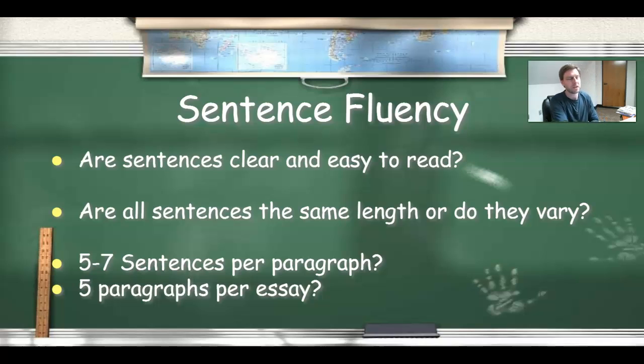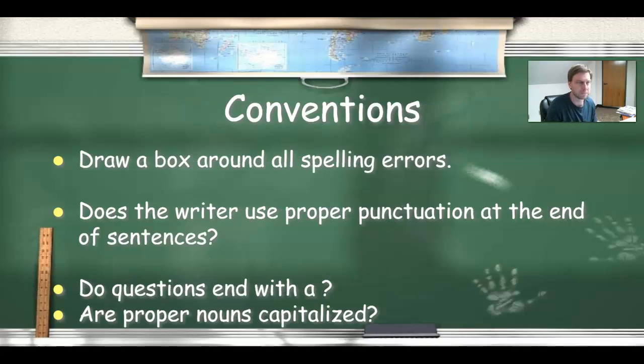Sentence fluency. Is the reader able to easily read your text? Are sentences clear? Are they the same length, or do they vary? Are you trying to use different forms and structures of sentences? I say 5 to 7 sentences per paragraph. One of the reasons I've said that is because I found students sometimes underperform, and so even if they give me 4, that could still be a legitimate paragraph. And then 5 paragraphs per essay.